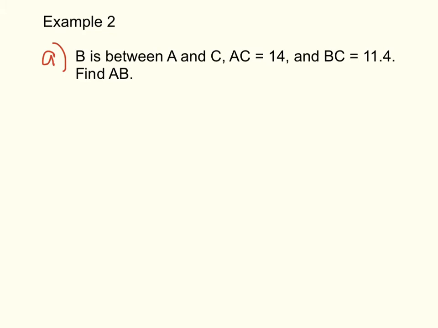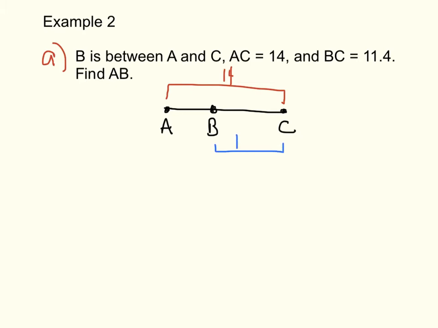So we know that B is between A and C. That means we have point A, we have point C, and B, we'll just put here. B is somewhere between it. We know that the length from A to C is 14, and we know BC is 11.4. We want to find the distance from A to B.